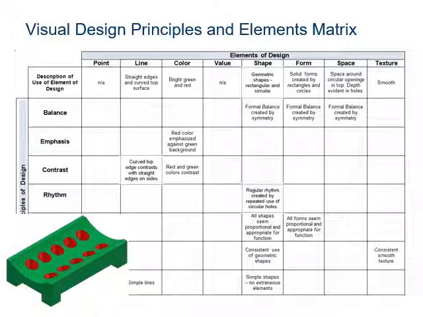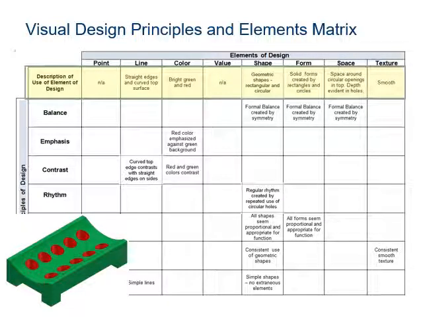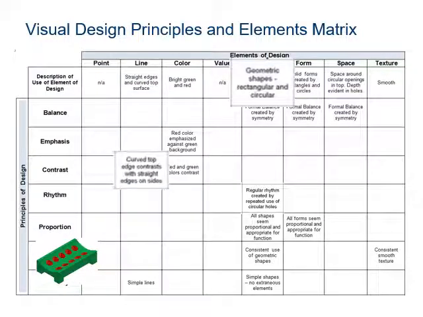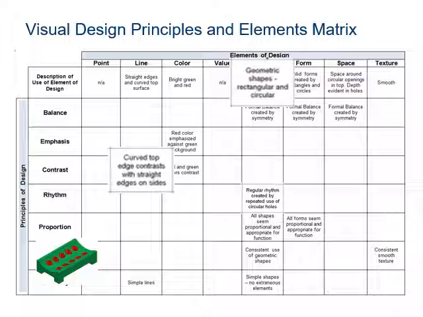First, identify the elements of a design. For instance, the shapes used are geometric, rectangular, as well as circular. Once the elements of a design are identified, you can determine how they demonstrate the principles of a design. We have a curved top edge that contrasts with straight edges on the sides. You also see a regular rhythm created by the repeated use of circular holes.